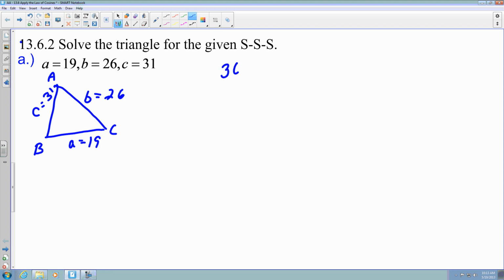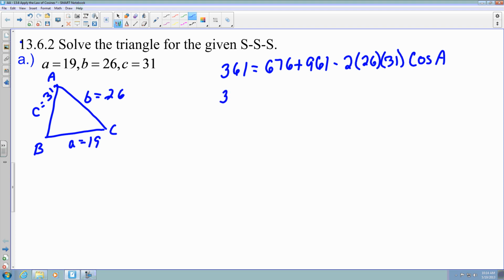It's going to give me 361 equals, and then it's B squared. B squared is what? 26 squared, which gives me 766 plus, and then C squared is 31 squared, which is 961 minus 2 times B times C, so it's 26 times 31, and then multiply that by the cosine of A. So similar to what we did in that second step in our first example.